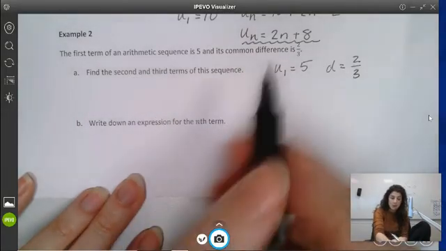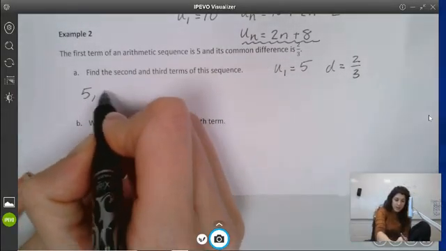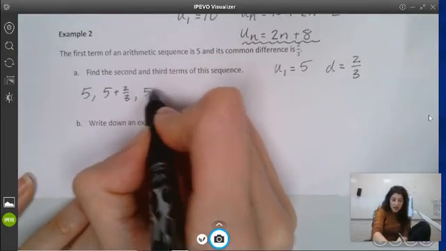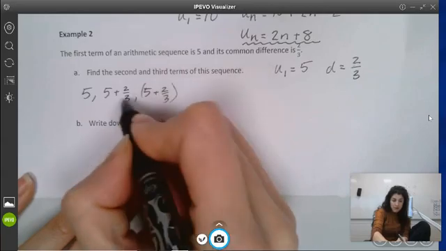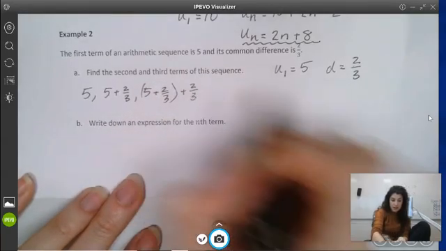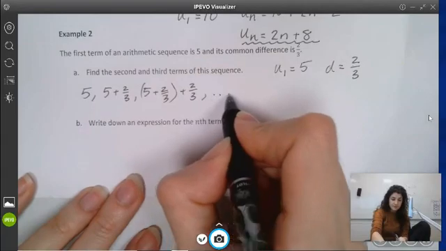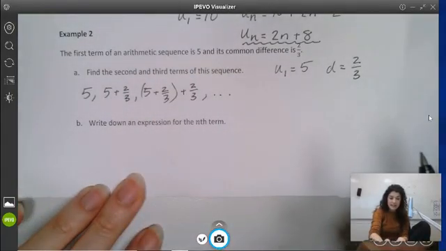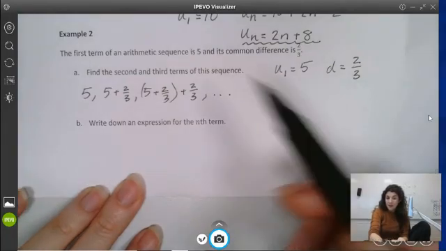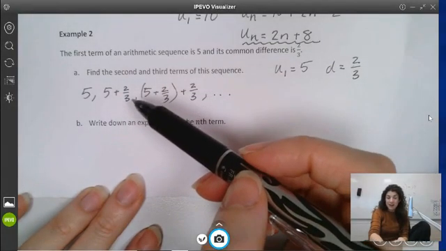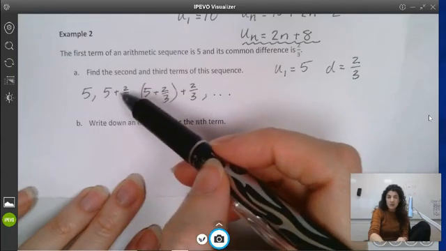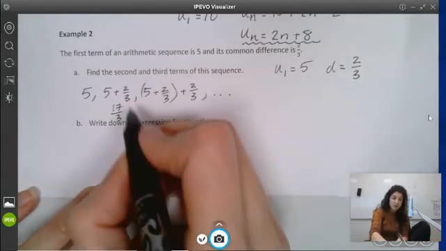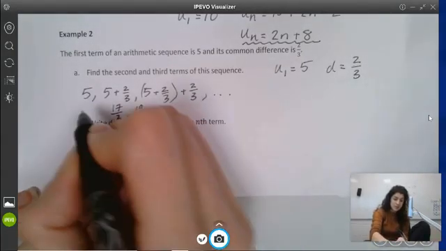So it says find the second and third terms. Well, the first term would be 5. The second term would be 5 plus 2/3. And then the third term would be that 5 plus 2/3 from our previous term, and then plus another 2/3. So to simplify this down, 5 plus 2/3 as a simplified fraction, this would be 15 over 3, so then that would be 17 over 3. And then 17 over 3 plus 2 over 3 would be 19 over 3.